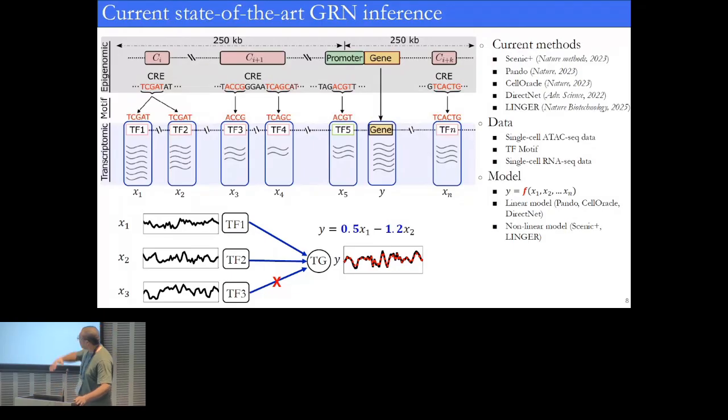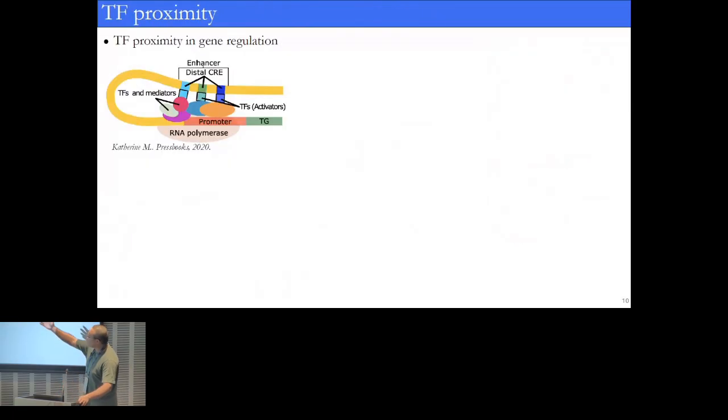Okay, but if you look at all those methods, there's one thing they're missing to consider, which is what our group calls the transcription factor proximity. So, what is transcription factor proximity? Here I borrow a figure from an undergraduate biology textbook introducing gene regulation.